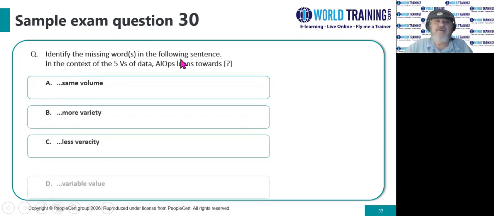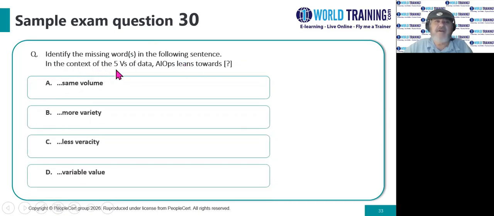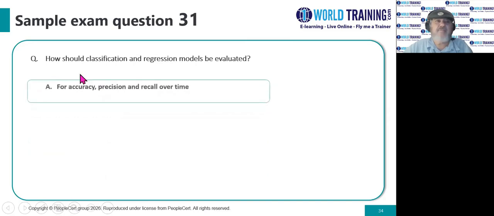Identify the missing words in the following sentence. In the context of the 5 V's of data, AIOps leans towards... same volume, no. More variety, yes. Less velocity, no. Variable value, no. So more variety. It's B.